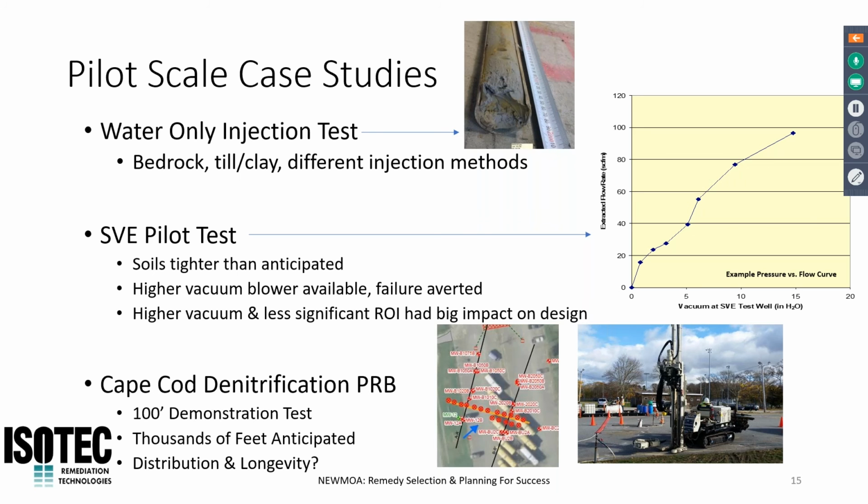And then getting back to the Cape Cod denitrification, based on the results of that bench scale test, this one community is looking potentially at thousands of feet of PRB if they go full scale. So to do a pilot test, they did a 100-foot PRB, which is a fraction of the overall length, to evaluate just the logistics. Can you inject at those depths, pressures, flow rates? And then the various monitoring going on is looking at distribution of the carbon that was injected, as well as how long this demonstration test PRB is going to last, how many years. So to really help them dial in that cost estimating if they go full scale.